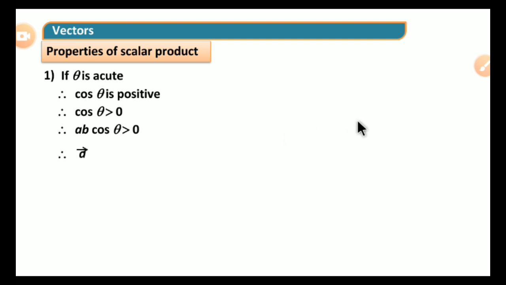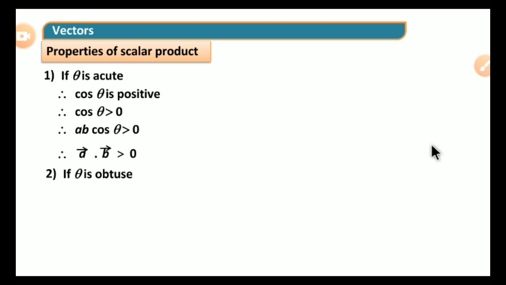As we have seen in the previous slide, the definition of dot product or scalar product is A B cos theta. It means A dot B is greater than 0. Therefore, if theta is an acute angle, then definitely the scalar product of A and B is greater than 0. This is the first property. Then we will go for the next property.